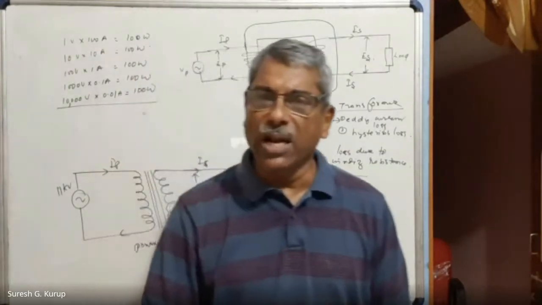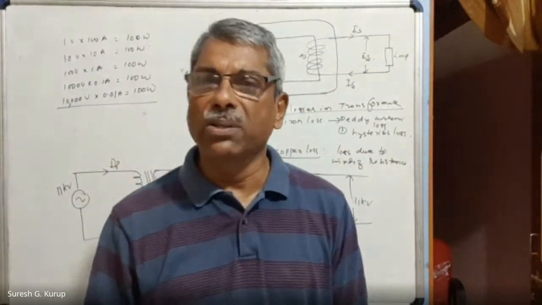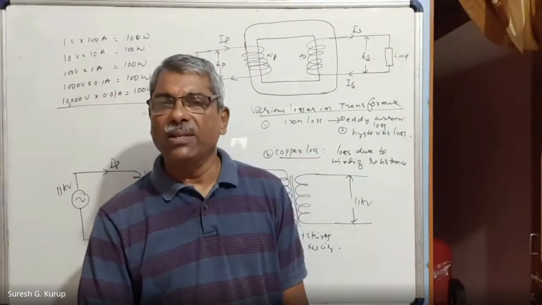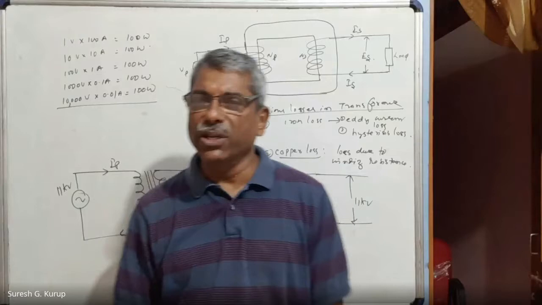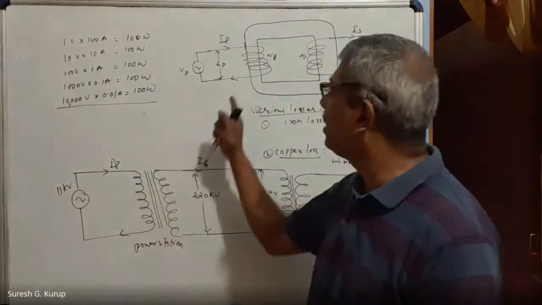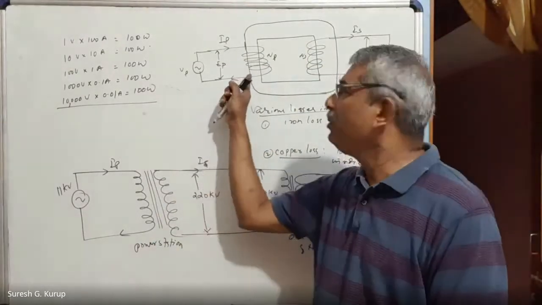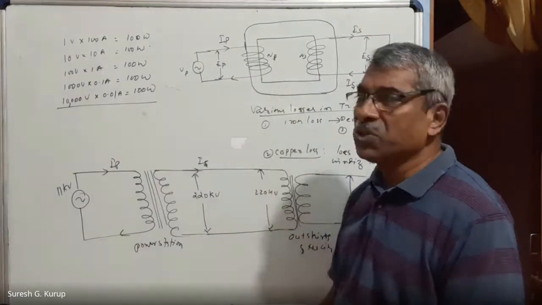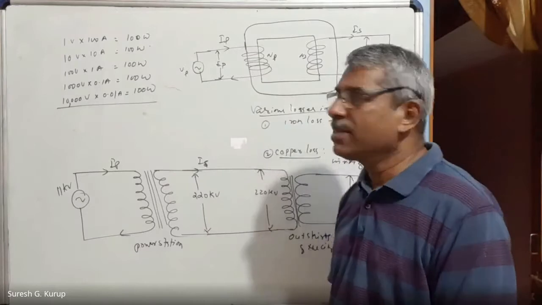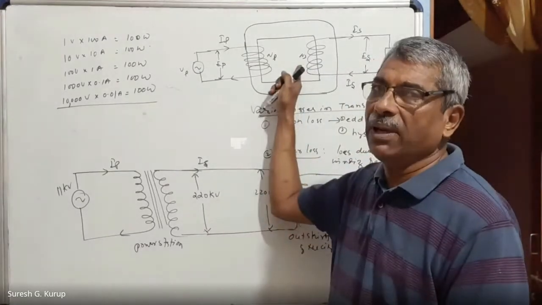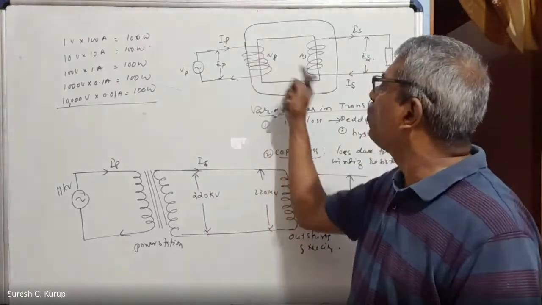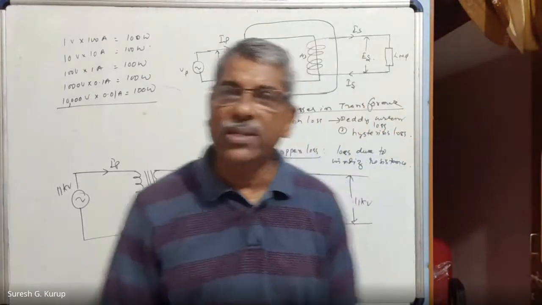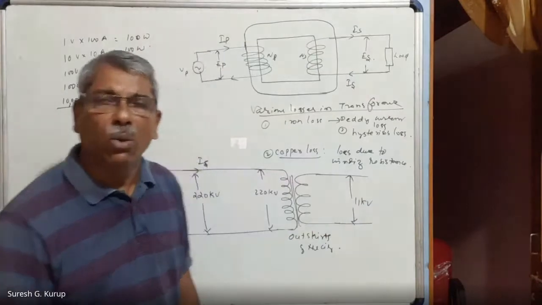A transformer works on the principle of electromagnetic induction, right? It mainly consists of two windings. One is the primary winding, having a number of turns equal to NP. And another winding, called the secondary winding, has another certain number of turns. Both are wound on a common core. This core is a laminated soft-iron core.